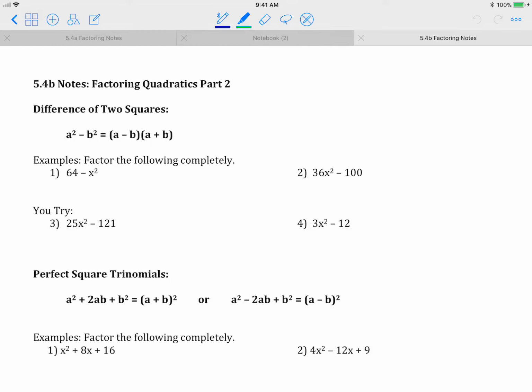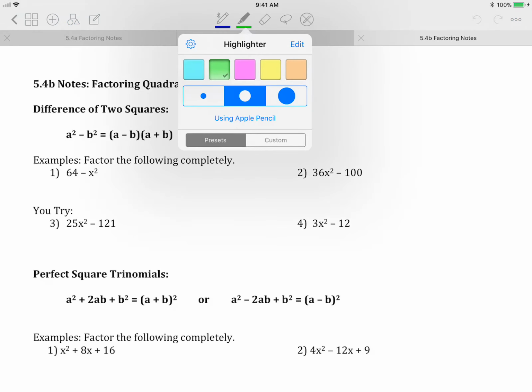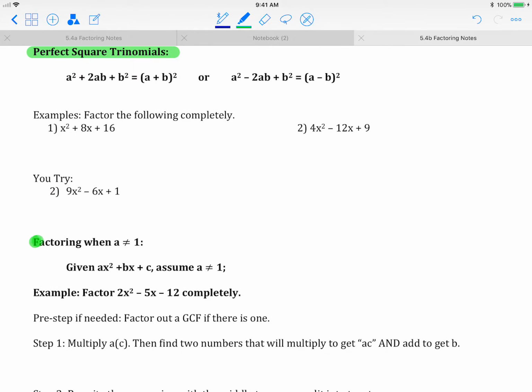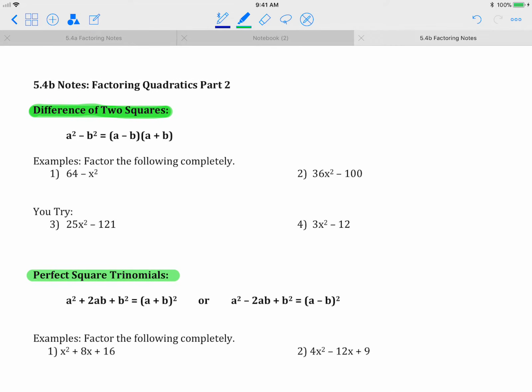This is part 2 of the factoring lesson, and we split it into 2 parts because it can be quite complex. Today we're going to be focusing on 3 things: the difference of two squares, perfect square trinomials, and factoring when the leading coefficient is not the number 1, okay? So let's go back up to our difference of two squares.